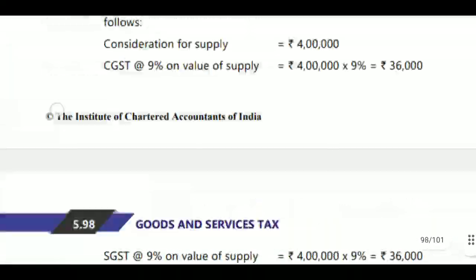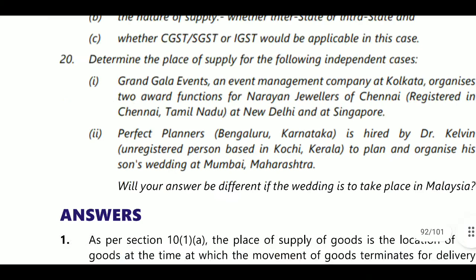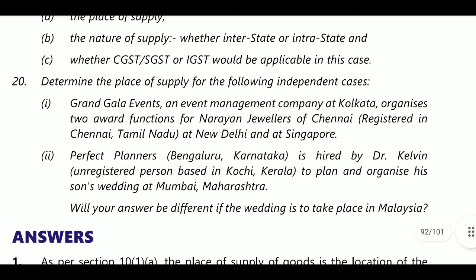Next, question number 20. Determine the place of supply for the following independent cases. Grand Gala Event, an event management company at Kolkata, organizes two award functions for Narayana Jewelries of Chennai, a registered person, at New Delhi and at Singapore. So it is conducting events at two places, one in New Delhi and one in Singapore.